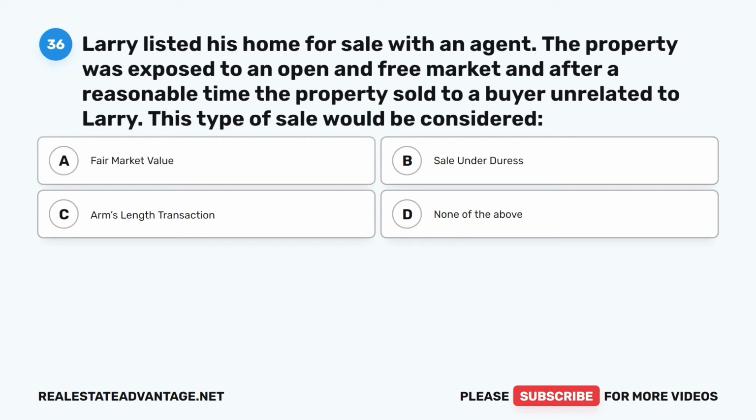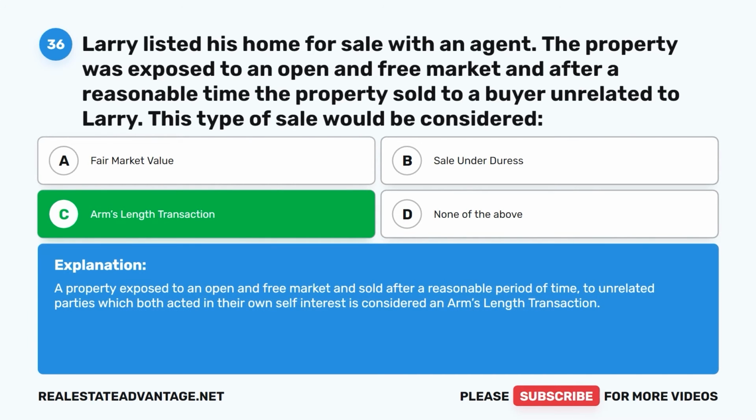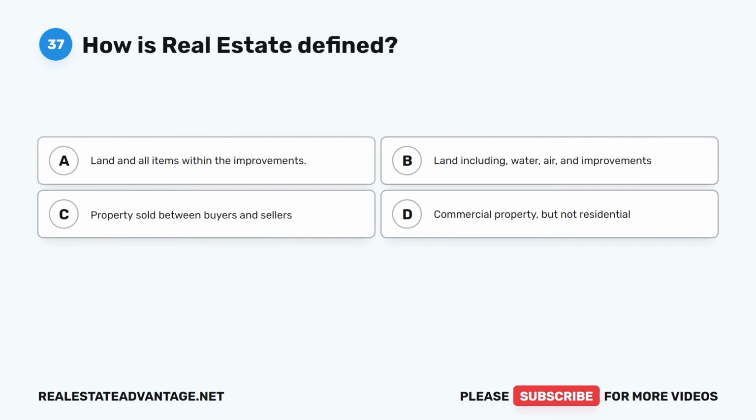The property was exposed to an open and free market, and after a reasonable time, the property sold to a buyer unrelated to Larry. This type of sale would be considered A. Fair market value, B. Sale under duress, C. Arm's length transaction, D. None of the above. The correct answer is C. Arm's length transaction. A property exposed to an open and free market and sold after a reasonable period of time to unrelated parties which both acted in their own self-interest is considered an arm's length transaction.